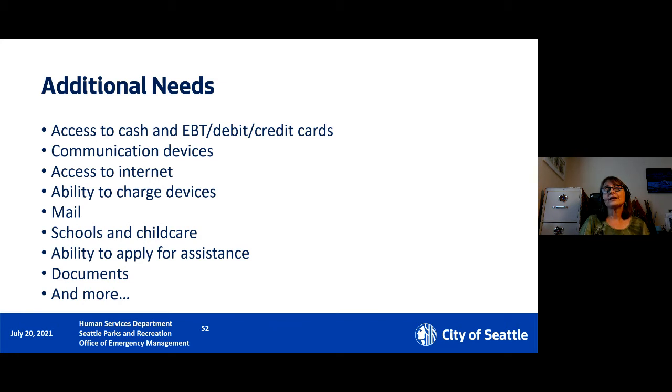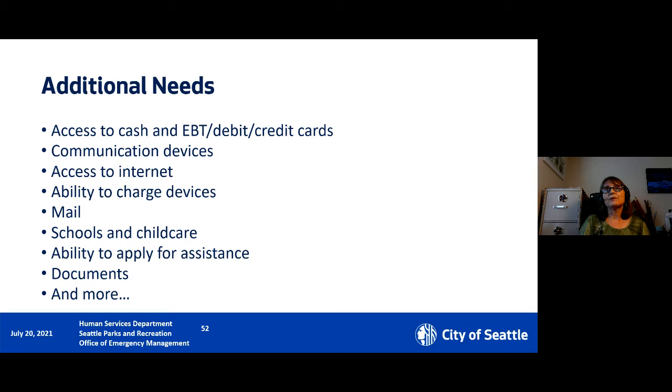Schools and childcare, as we saw with COVID, are really key. Are they open? If not, what can be done to reopen them? And this becomes also a challenge in sheltering. Are we providing shelter services in schools? And if so, how do we get schools reopened if they're still being used for shelter sites?